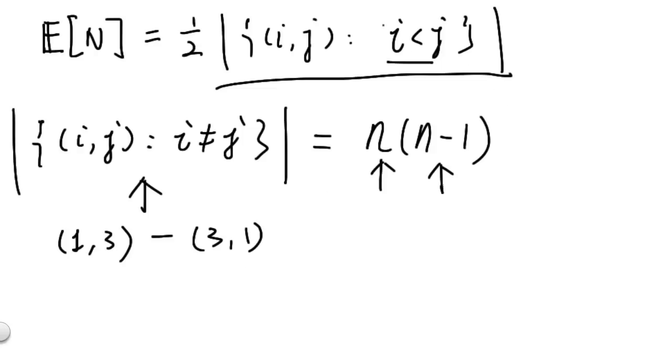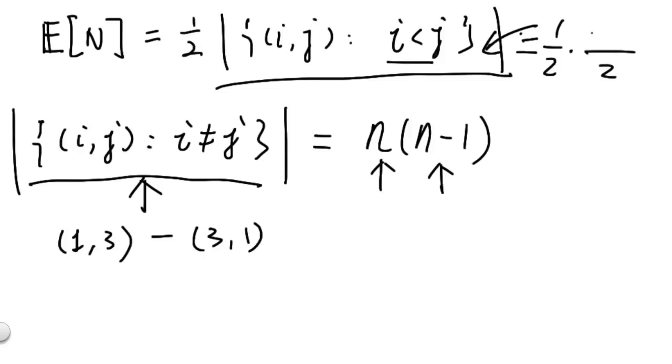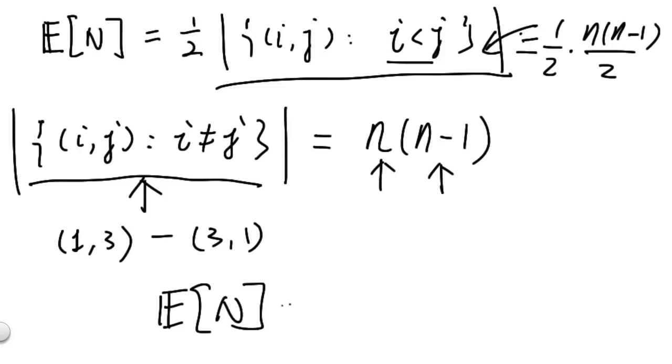However, originally we only care about the case where i is less than j, and hence we know the set we care about right here is exactly half the size of the set here. And therefore, we know the original expression evaluates to 1/2 times half of n times n minus 1. And this gives us the final answer. The expected value of N is equal to 1/4 times n times n minus 1.